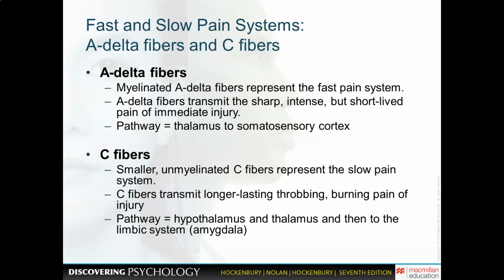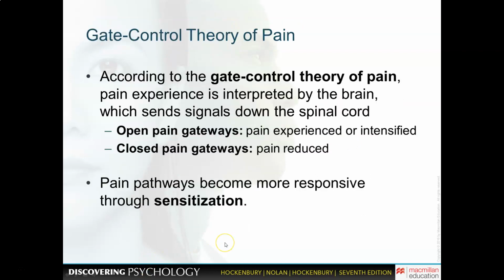So this is just review here. Remember your A delta fibers, those are your fast ones. That's your sharp, intense, immediate pain you feel to injury. C fibers, remember, that's your slow, longer lasting, throbbing, burning pain of injury. That's all you have to know from this here. We don't have to worry about the neural pathways or anything like that.